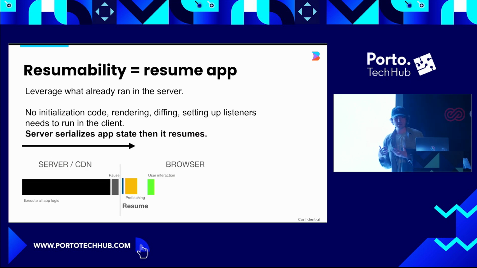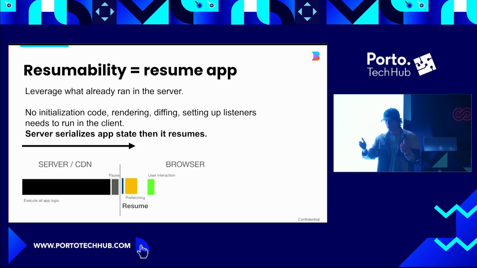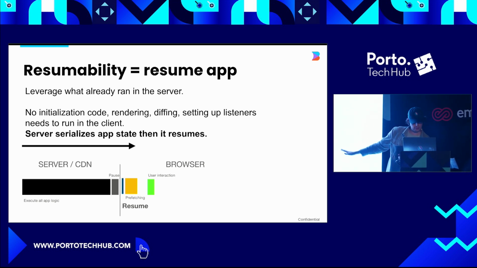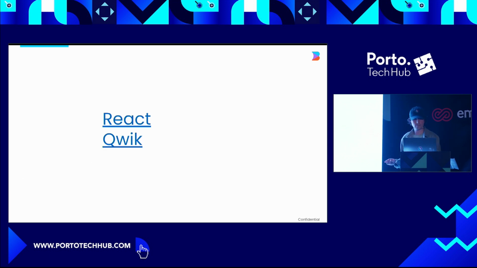Resumability is just about resuming the application. The server did some work, the application stops there, and then you keep interacting with it. It doesn't have to rerun what was already run on the server. So in this case, it will be the application running on the server, and then at that point, it's already interactive. You can click, and it will react to your changes. It doesn't have to execute or download anything else.